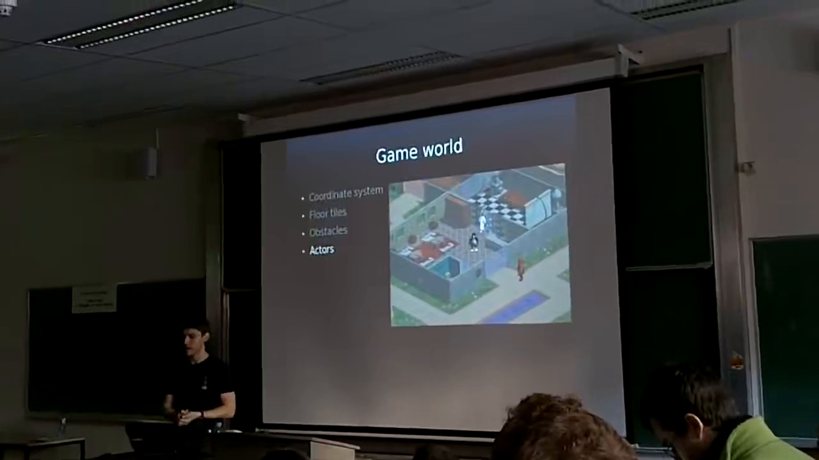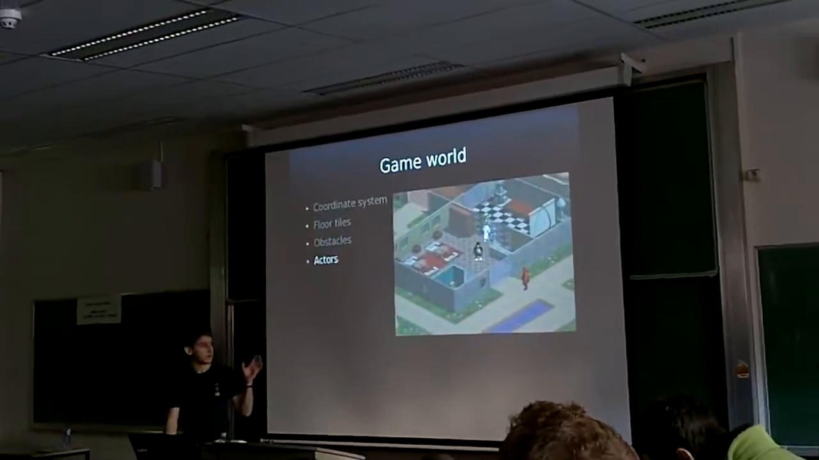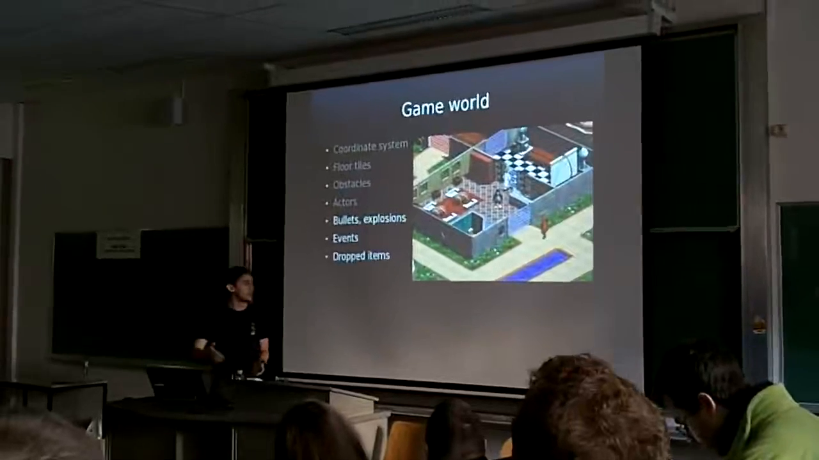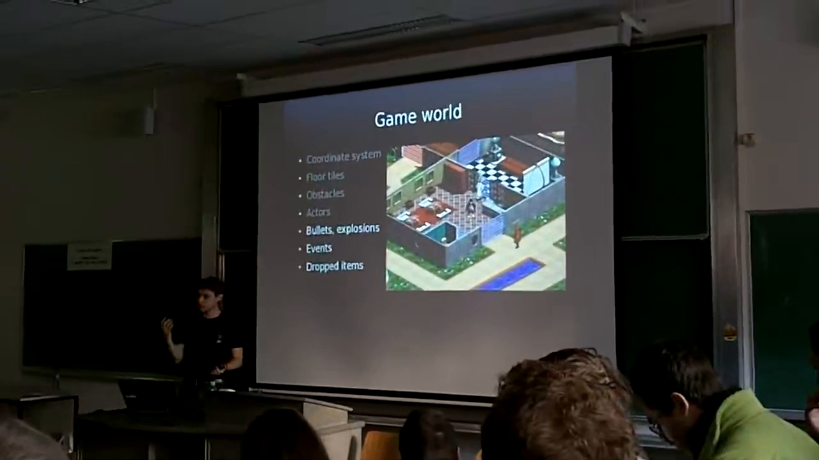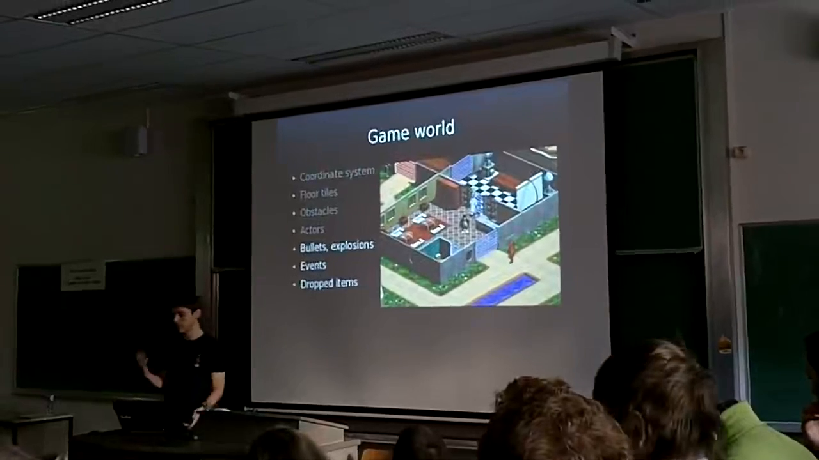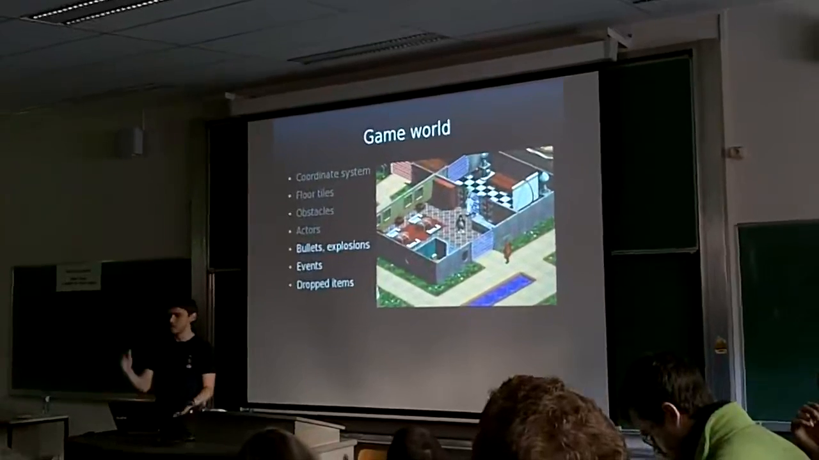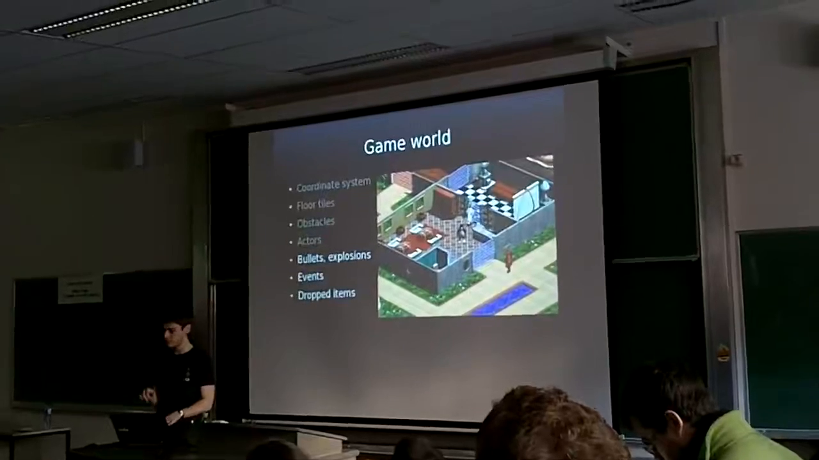For example, you can connect to a computer terminal, and so on. So this is what actors are for. And now we have a lot more small elements which are not very relevant here. For example, we have bullets, because they're not really an actor, they're not really an obstacle. We have bullets, we handle explosions separately. We've got dropped items, so when you kill a character, it will drop what it's wearing. So you have items on the ground that you can then pick up.